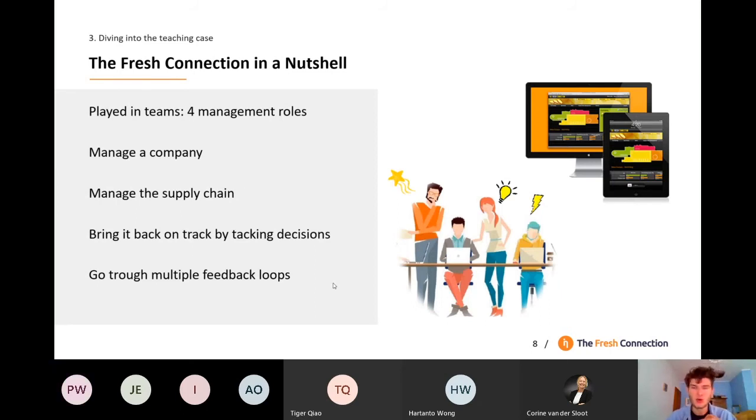The supply chain is not really working well. And then by taking the right strategic and tactical decisions, they have to bring the company back on track. That's their quest. And round by round, they can take decisions again. And after each round, they see the impact of those decisions on the company in terms of how the decisions impacted the supply chain, also the financial situation, and so on. So they go through different rounds of feedback loops. That's a bit the idea of the Fresh Connection, for those of you who don't know it yet.